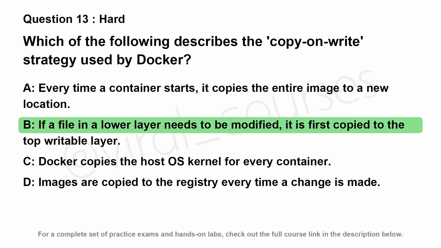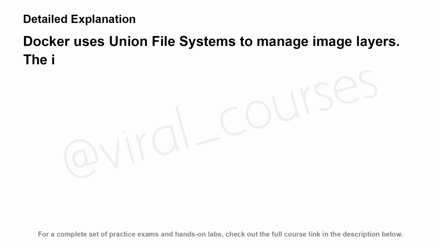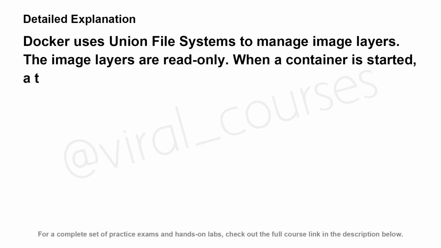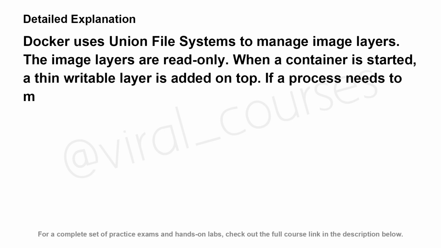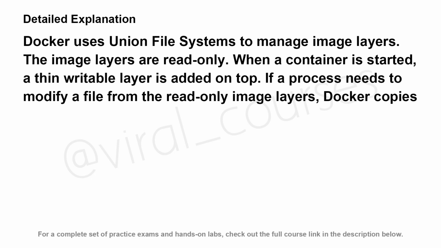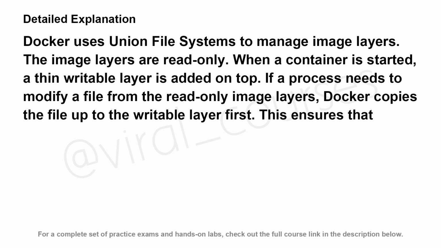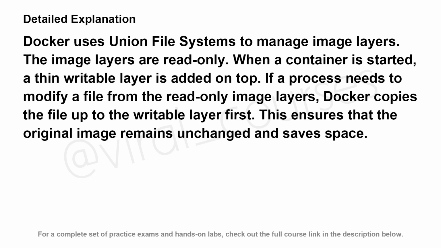The correct answer is B. Docker uses union file systems to manage image layers. The image layers are read-only. When a container is started, a thin writable layer is added on top. If a process needs to modify a file from the read-only image layers, Docker copies the file up to the writable layer first. This ensures that the original image remains unchanged and saves space.